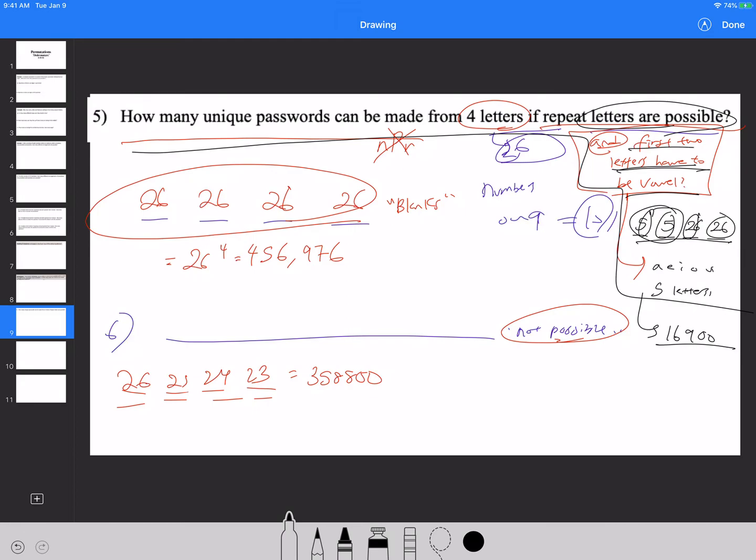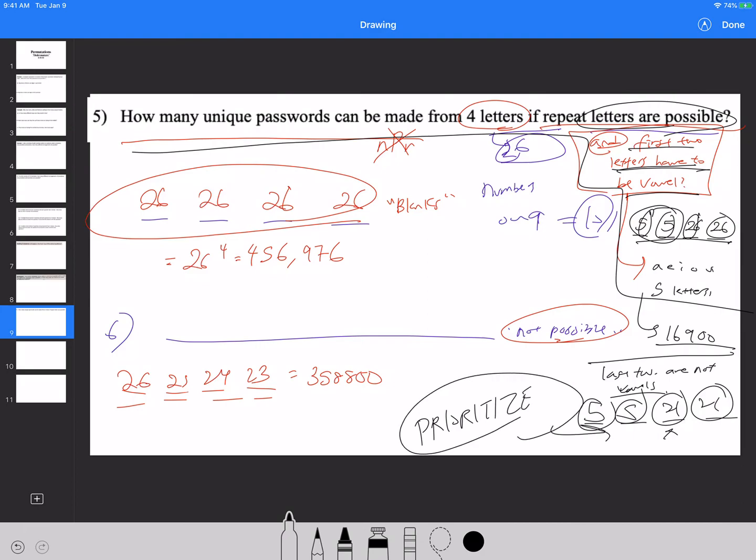In other words, if we want to make sure that the first 2 letters have to be a vowel, then it should be this. If I want to make it so that the last 2 are not vowels, that means it's going to be 5, 5 for the first 2 vowels, and then I have to do 21 and 21 because these are the amount of letters that are not vowels. So in these so many different types of contexts I could make, you just need to be prepared as to what to prioritize and put the numbers accordingly so that you get the correct answer.